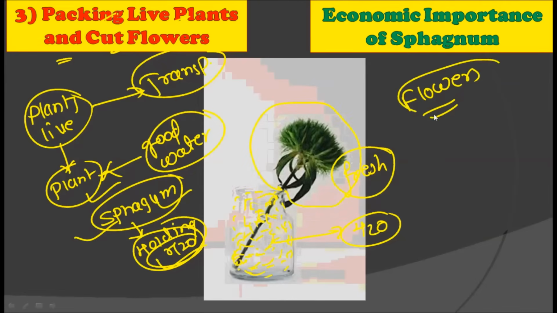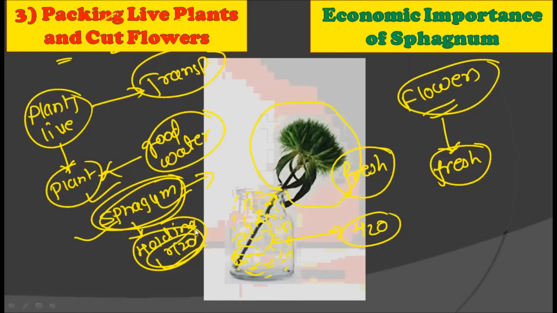Now, when flowers are to be transported from one place to another, the very first aim of this transportation is to make sure that the flowers will remain fresh. Again, a similar method will be applied, that is, they will be packed with sphagnum, which holds more water, and due to the water present in the sphagnum, all these flowers remain fresh till the destination. So this is another economic importance of the sphagnum, that it is used in the packaging of live plants and cut flowers.